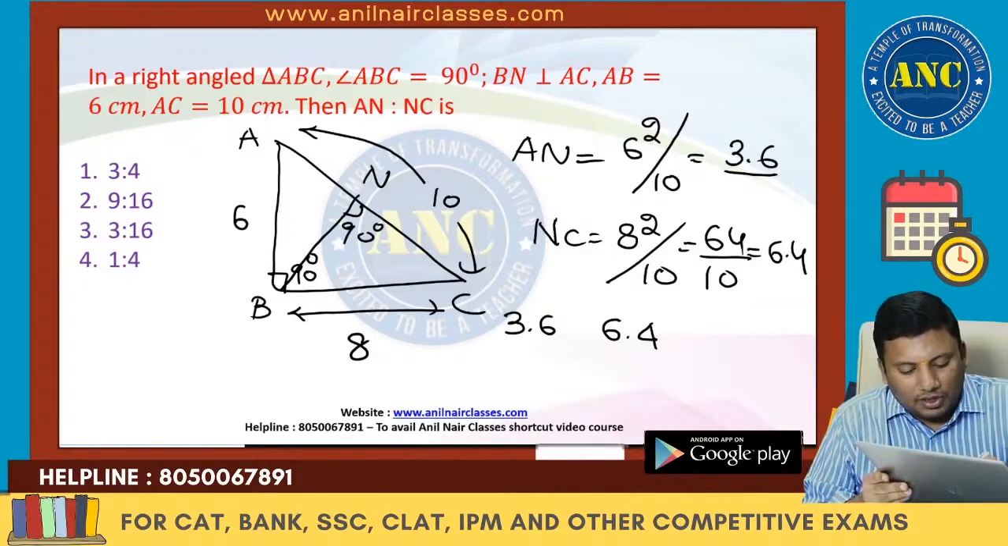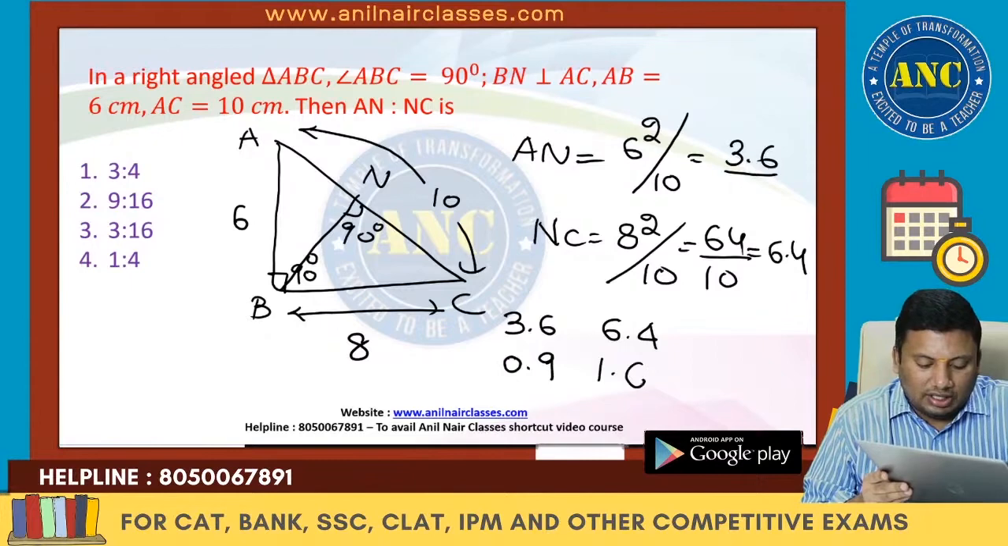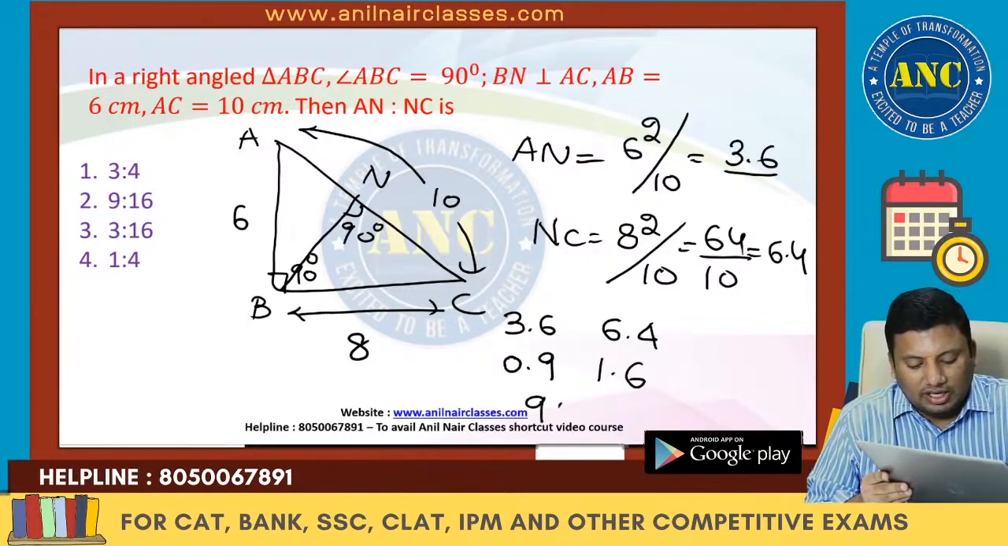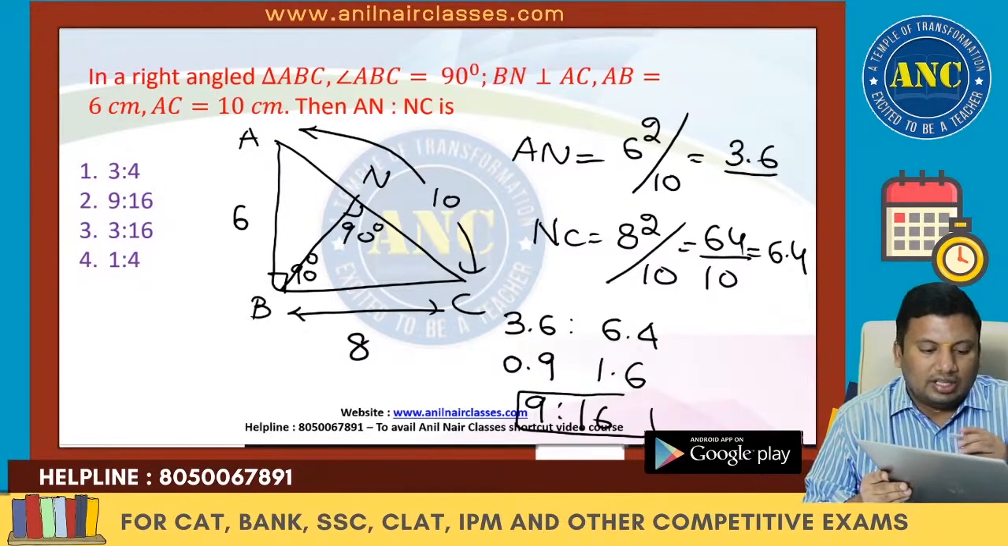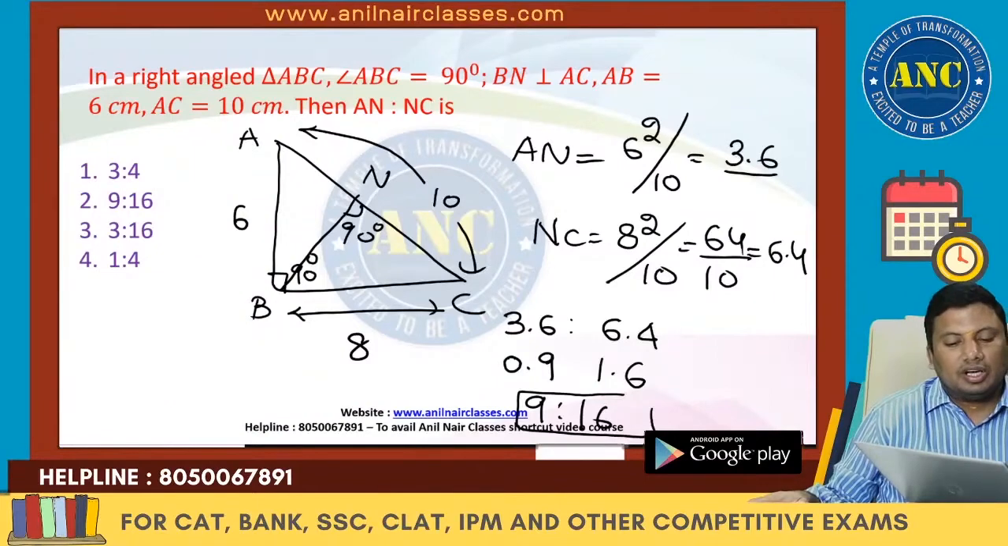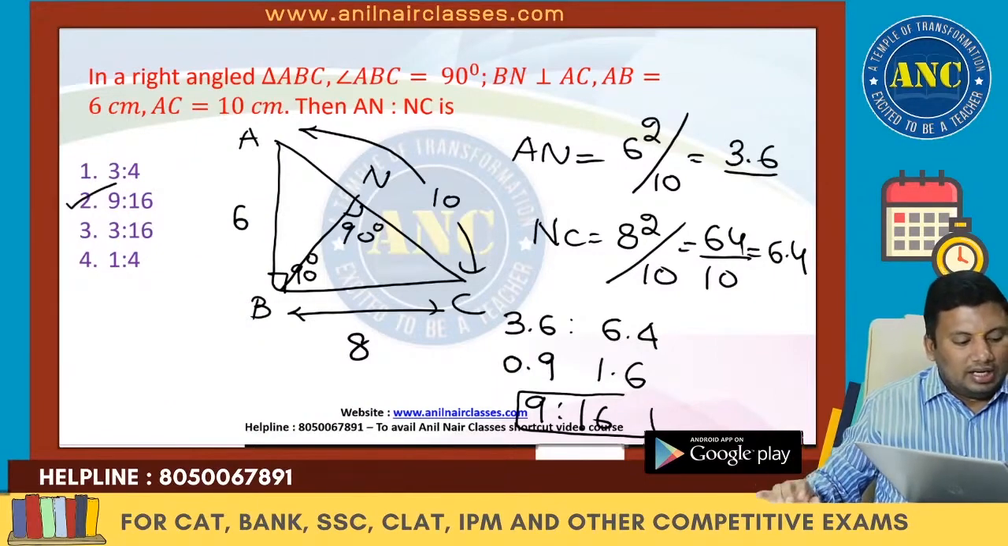So this is 4 into 0.9 and this is 1.6. So the ratio is 9 is to 16. I hope the idea is clear. 9 is to 16.